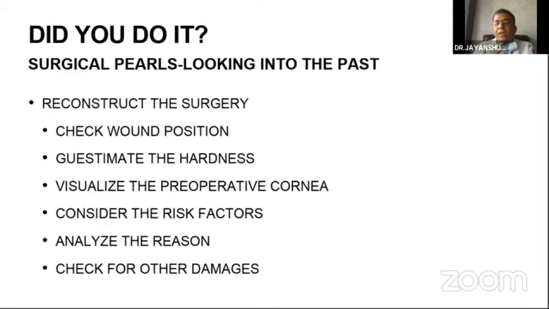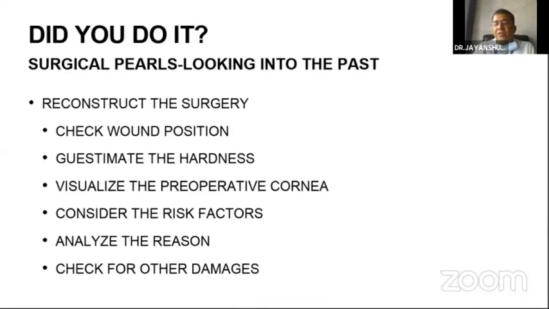The second thing is to guesstimate the hardness of the cataract from the other eye. Usually they correlate unless it's a uniocular hard cataract. We have to have an idea about the preoperative cornea, having a look from the other eye also. We have to consider the risk factors as has been highlighted all throughout these different talks. And then we actually come to the reason why this person is having a postoperative corneal edema.